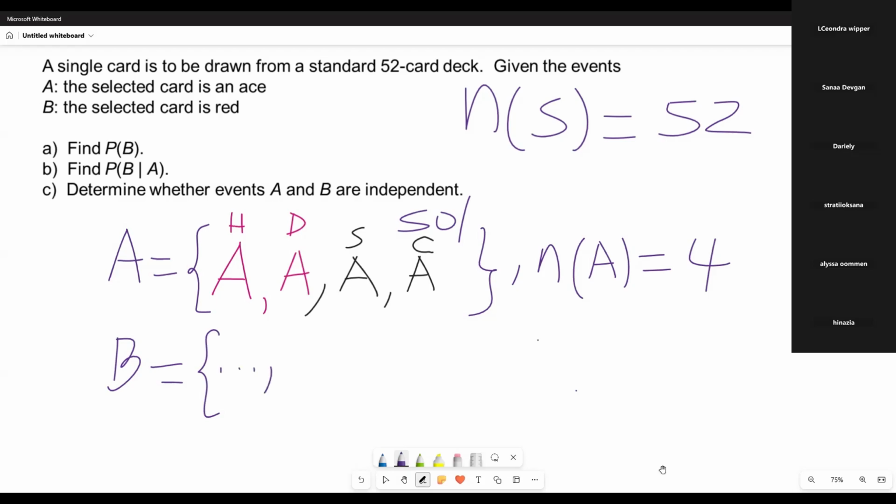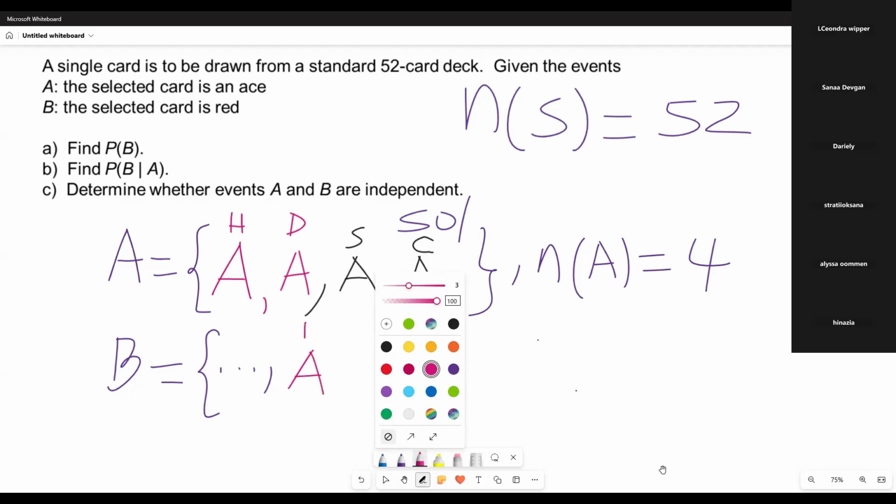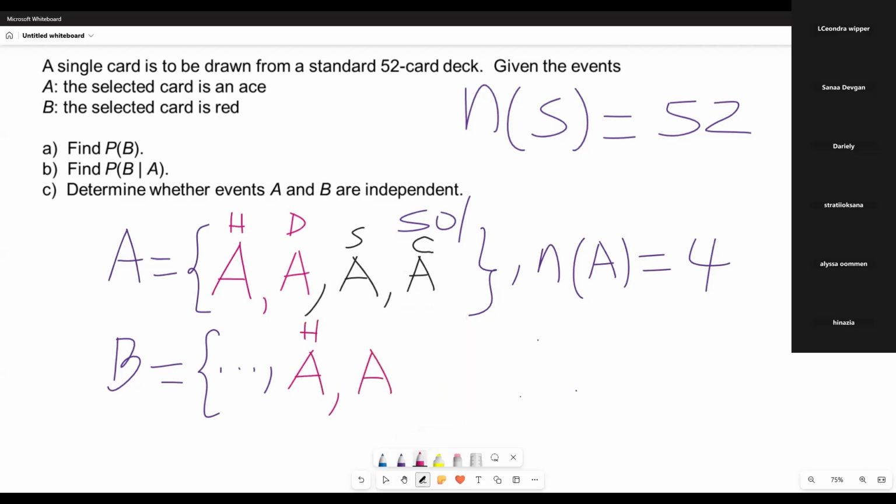Okay, talking about red cards, there are 26 red cards: 13 hearts and 13 diamonds, that's 26. But I don't think I'm going to give you all of them. I'm going to put ace of heart and ace of diamond.